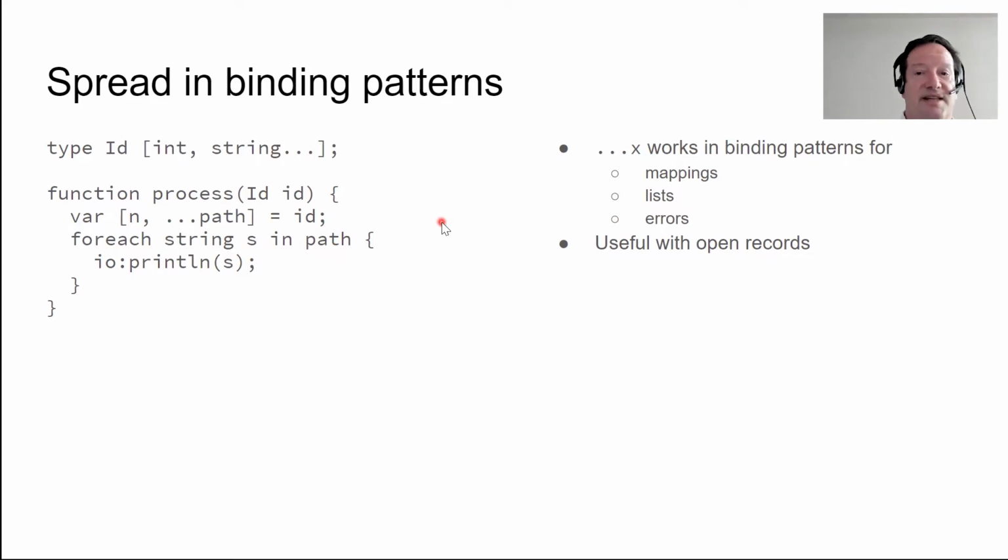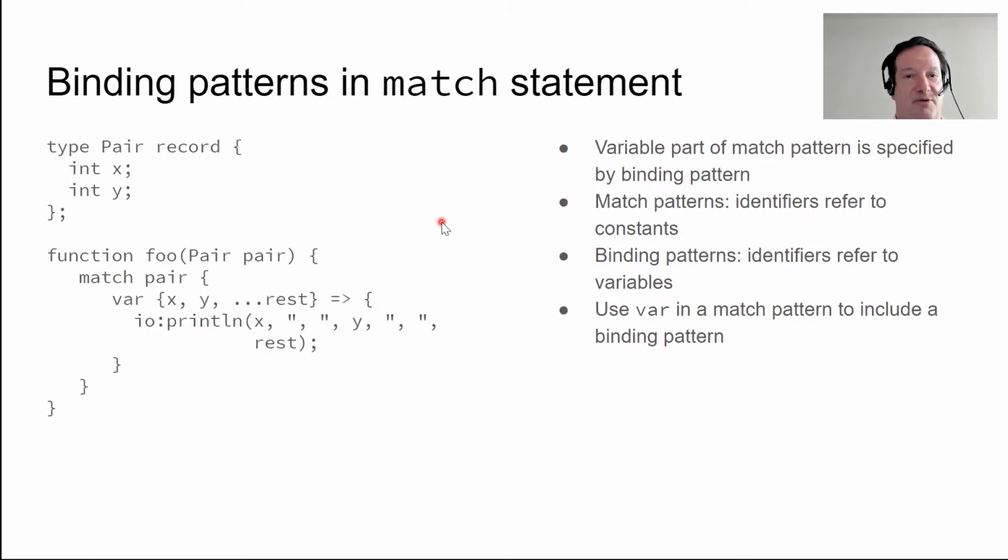And the spread in binding patterns is particularly useful with open records. We'll see an example here. So here we're using a binding pattern in a match statement. When you have a match statement and you have var to say there's a variable bit, what goes after var isn't just a variable, it can actually be a binding pattern. And that binding pattern can use the spread. We can use a spread operator here to capture the rest of the binding pattern.